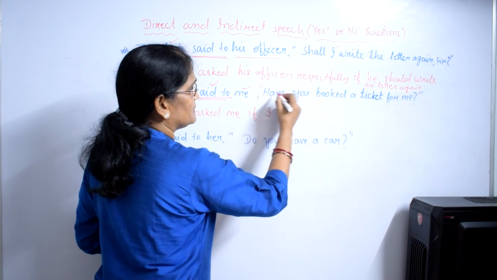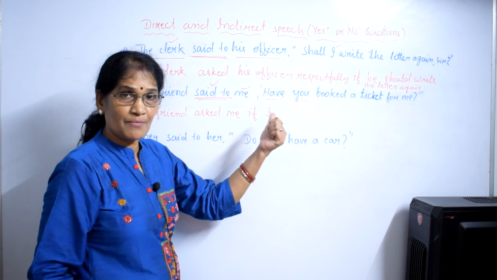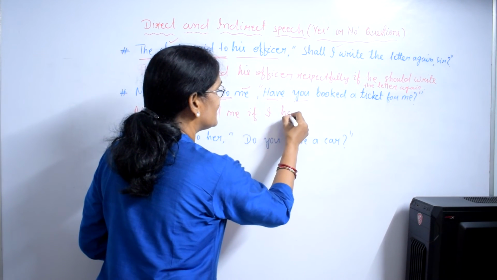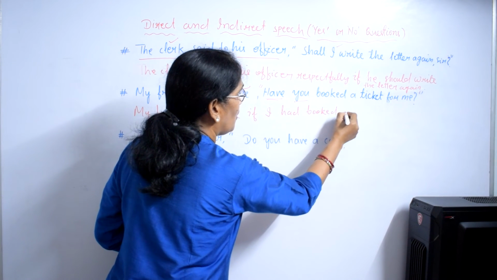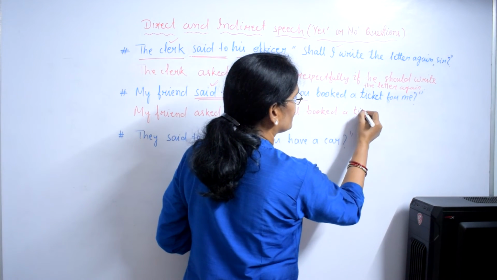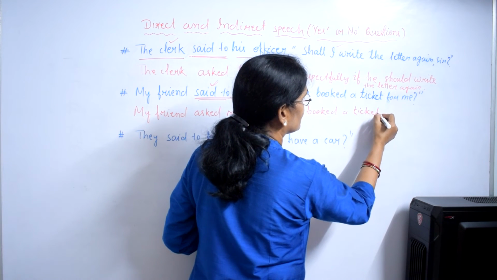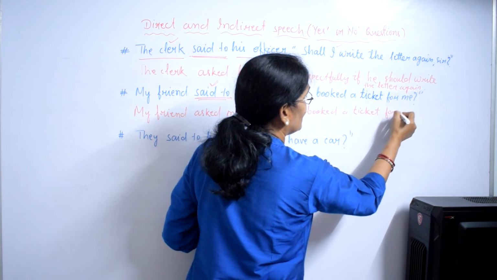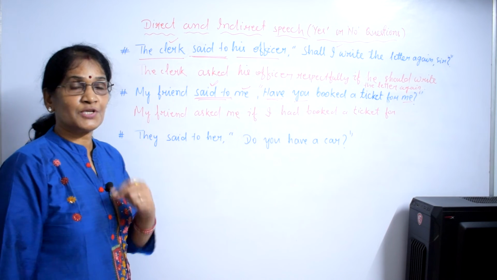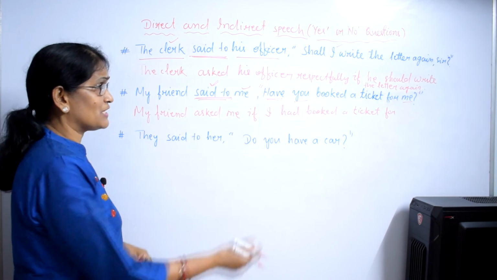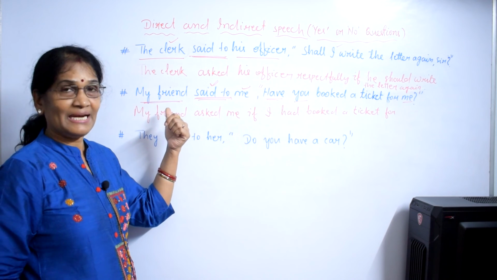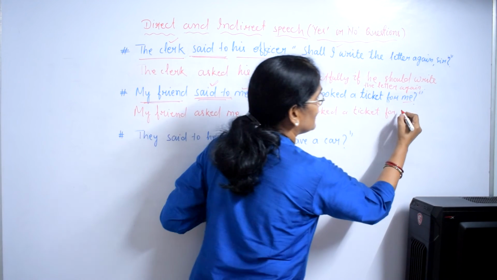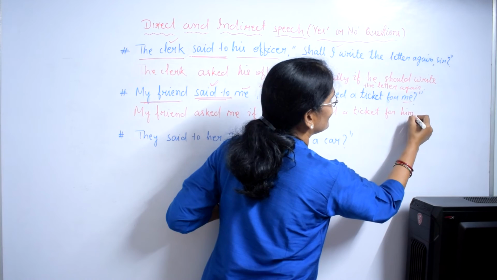Have booked. Here the auxiliary verb have will be what? Had. Booked a ticket. For, then the pronoun came, first person pronoun me. So the first person pronoun will be changed as per what? Speaker, right? So what will it be? For him. Full stop.